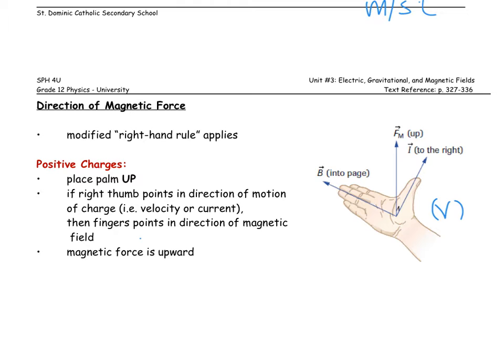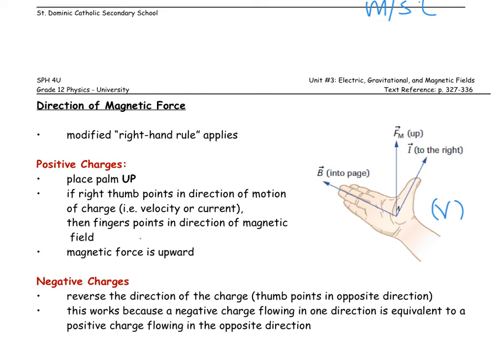Now again, this is true if we're talking about a positive charge. Now, your book describes how we deal with a negative charge. I'm going to lay this out here, but then we can talk about it. Let me just get rid of some of these little squares here. Your book will say, well, reverse the direction of the charge, so put your thumb in the opposite direction. And that works because negative charge flowing in one direction is equivalent to positive charge flowing in the opposite direction.